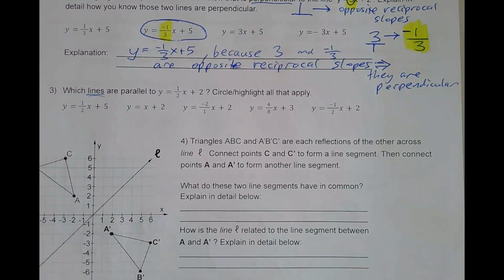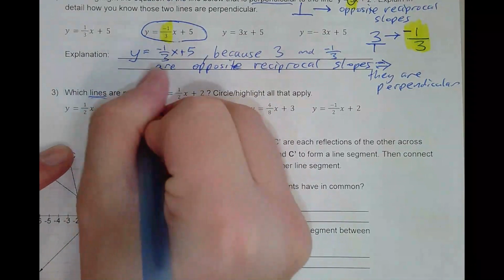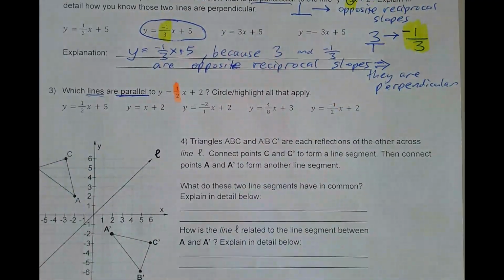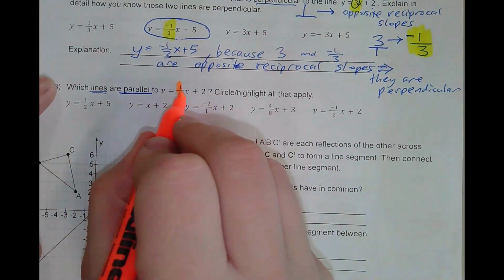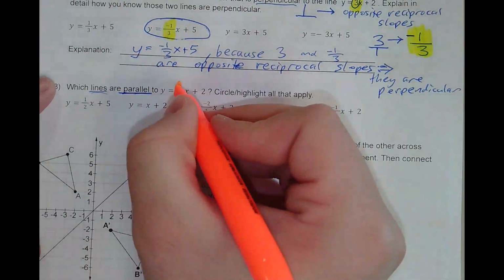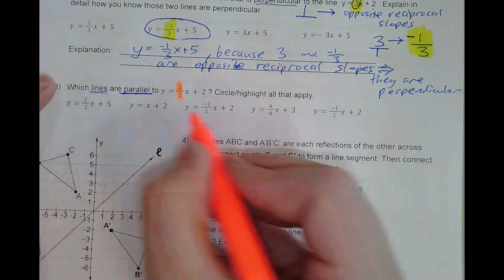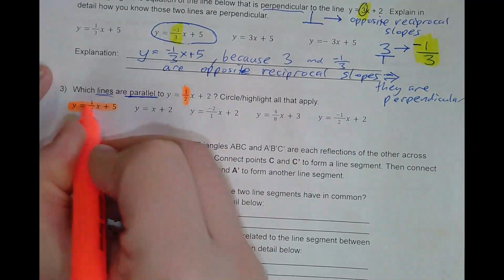All right, number 3. Which lines are parallel? That means there's going to be more than one answer. So we have to circle all that apply. There might be 2 answers, there might be 3. So be very careful with these ones. So parallel means same slope. So which one of these has a slope of 1/2? Okay, it's going to be obvious that this one has a slope of 1/2.